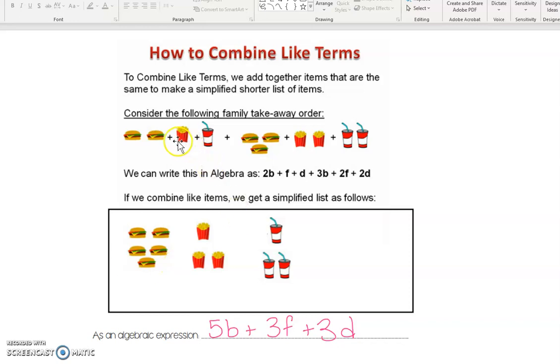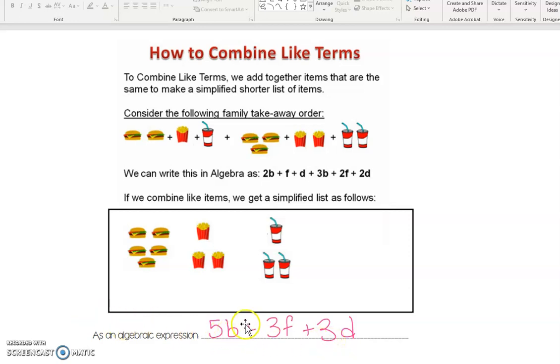Our picture would go from all of this to just all the burgers together, all the fries together, and all the drinks together. If we write that with letters, we could do B for burger, F for fry, and D for drink. So we're able to go from the original 2B plus F plus D plus 3B plus 2B plus 2D. And if we add those pieces that are alike together, we get 5B plus 3F plus 3D.